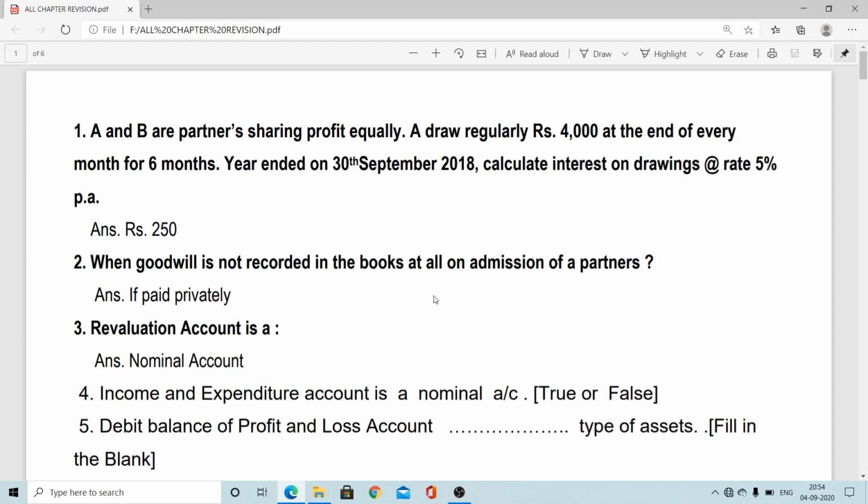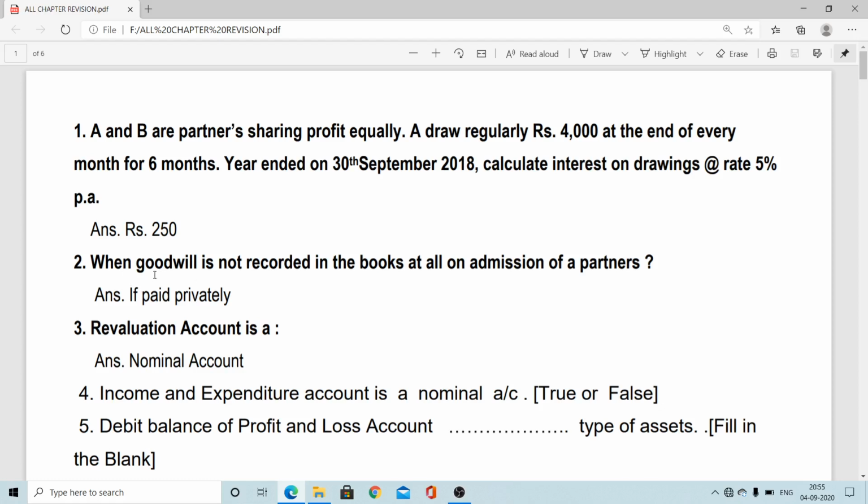So there will be 4 options. Like that way we can find out the correct answer. So that type of MCQ question will be there for 1 mark, as well as choosing the correct answer, fill in the blanks, that type of question also will be there.